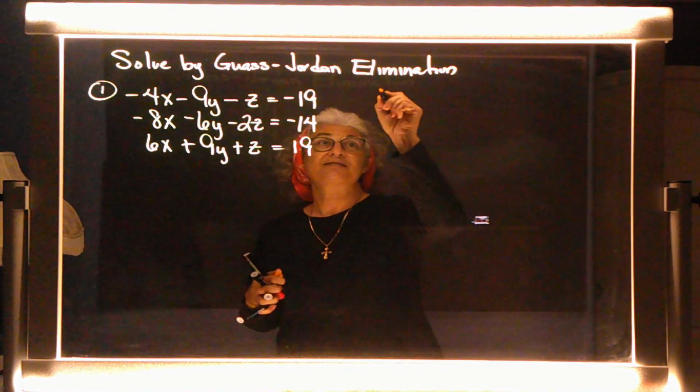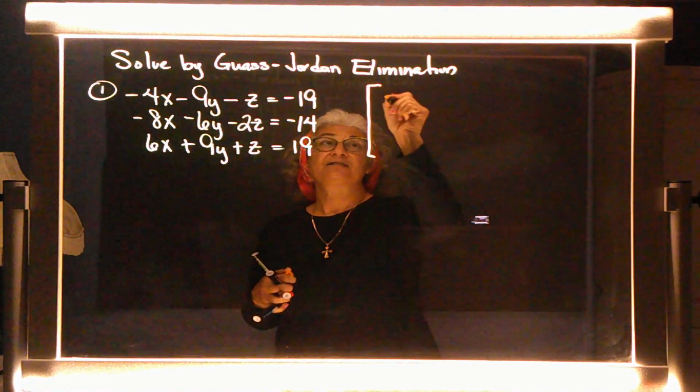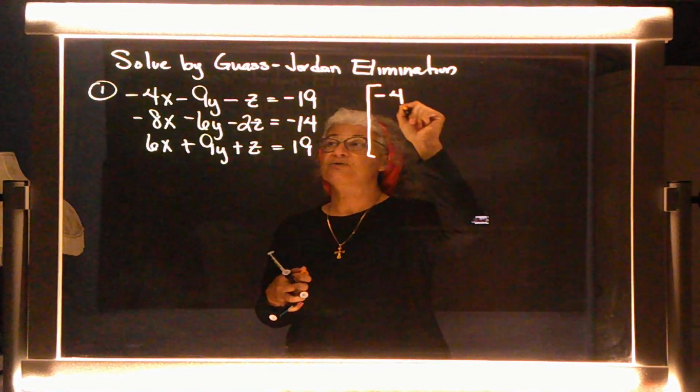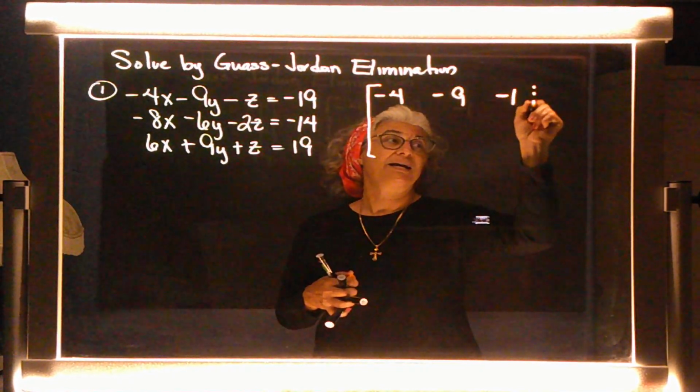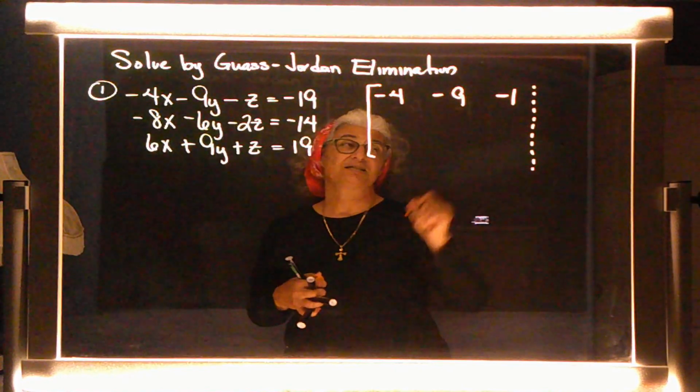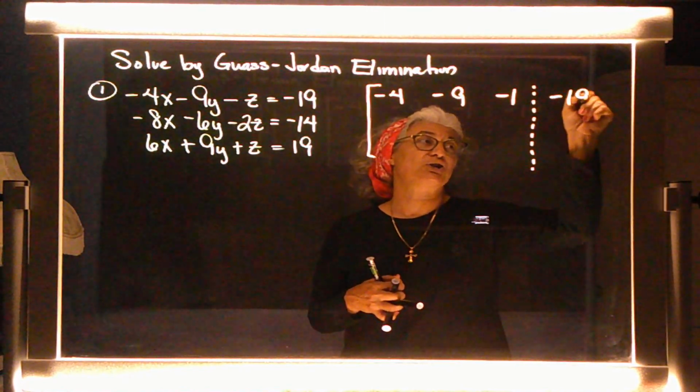So our setup, our matrix, is going to look like, for the first row, -4, -9, -1, and I was always taught to put this dotted line in, and some authors of the book don't put it in.